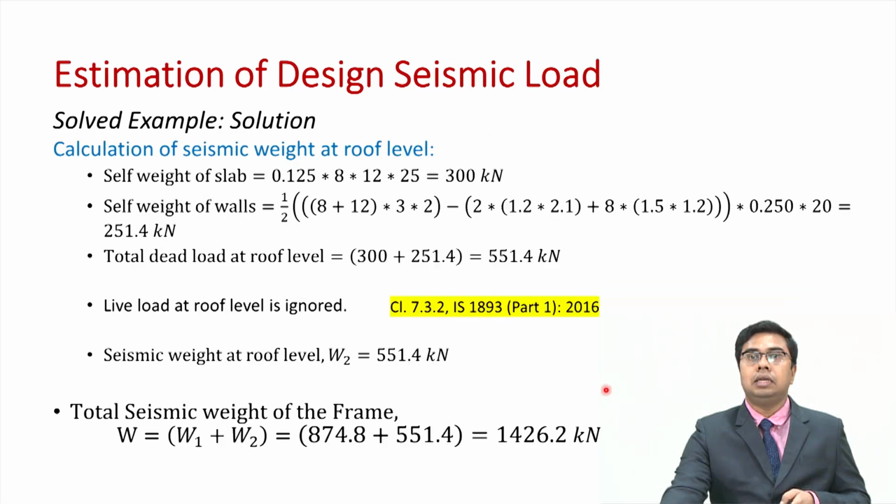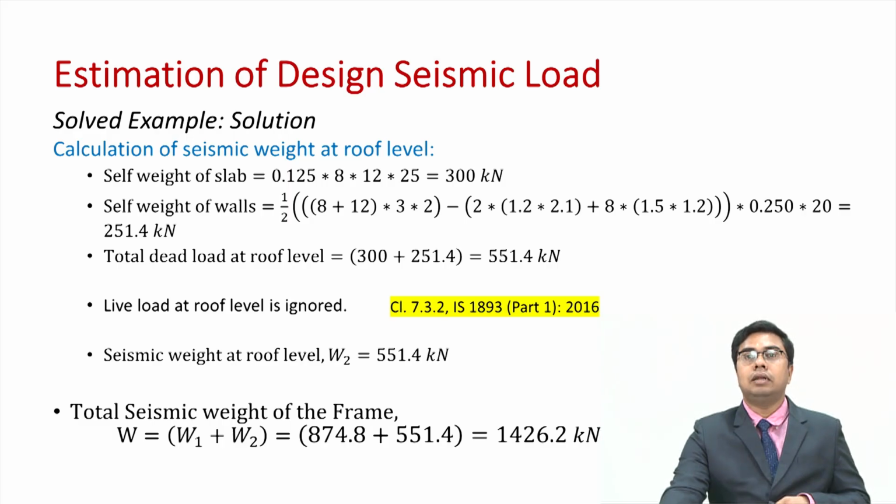How shall we calculate that? We shall calculate it again in a very similar manner. This time the self weight of the slab remains the same, but the self weight of walls is reduced to half. Why half? Because we are ignoring presence of any parapet wall. So, the tributary area of walls which contribute to the seismic weight at the roof level is only half in this case from the bottom.